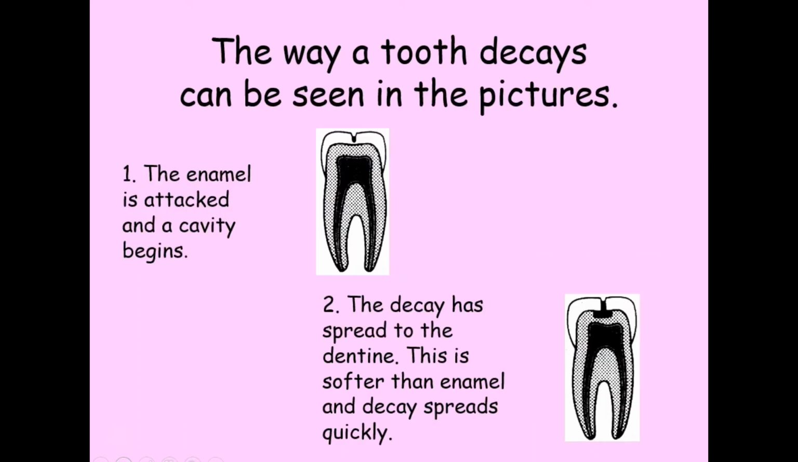Okay, this is the way a tooth decays, and we're going to show it in pictures. So here's our cross section of our tooth. The enamel is attacked and a cavity begins. Imagine this tooth is covered in plaque, and whoever's tooth it is hasn't brushed it for a while, and they're eating lots of sugary foods. Well, that bacteria turns the sugar into an acid, and the acid rots the enamel. So the decay now has gone right down into the dentine, and that's softer than the enamel, and therefore it's going to decay quite quickly.